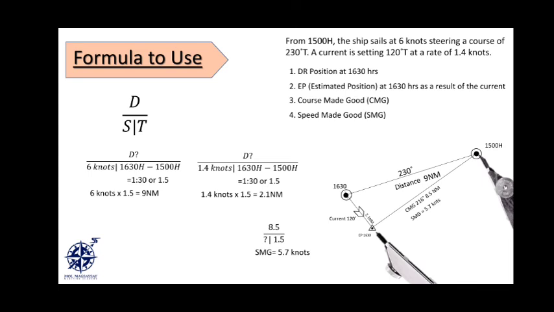The value is 8.5 over the missing value, which is the speed, multiplied by 1.5 for our time. The total of our SMG is 5.7 knots. So this is the illustration of our problem that we can solve.